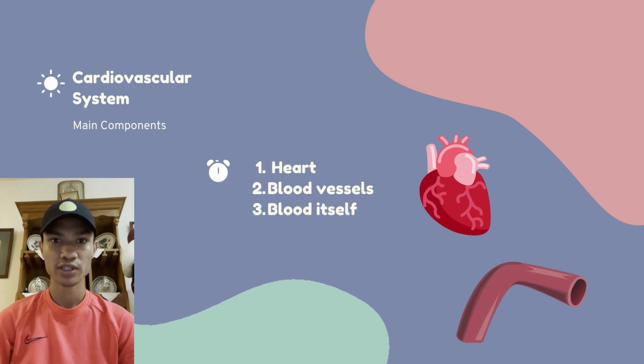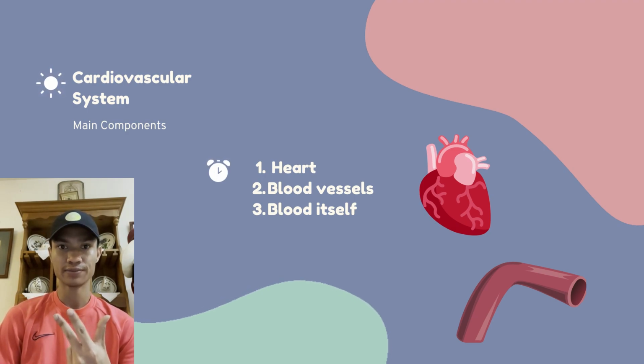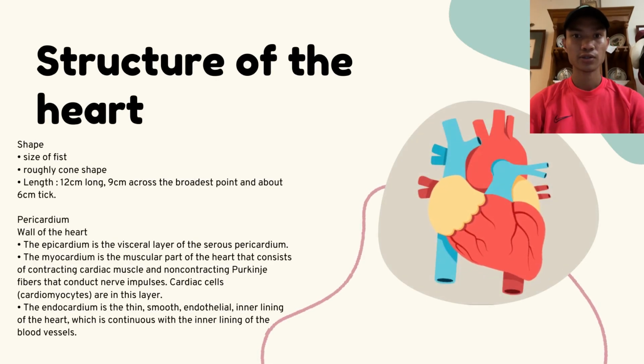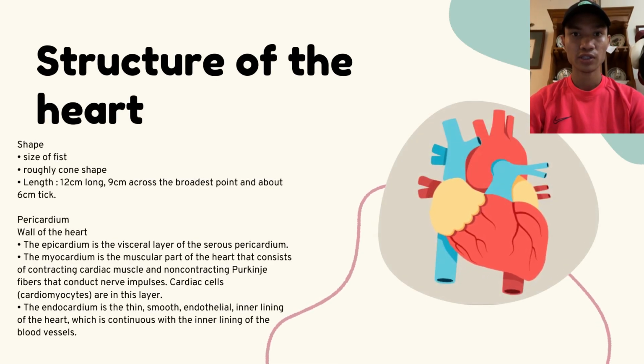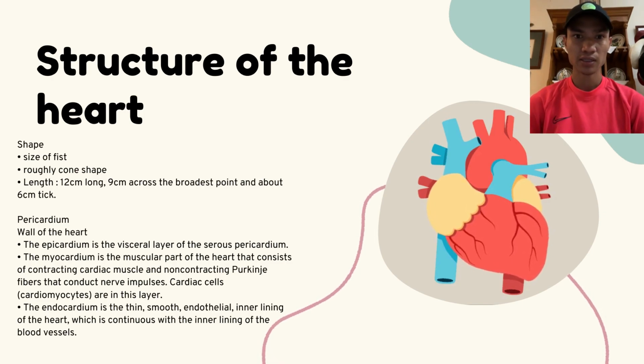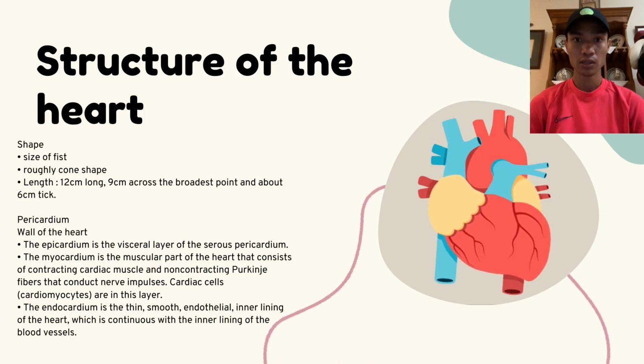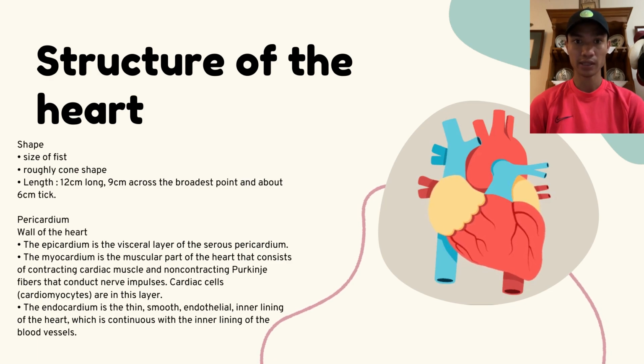Okay, so moving on to the structure and anatomy of the cardiovascular system, let's start with the three main components: the first one, the heart; second, blood vessels; and the third one, blood. So we continue to the structure of the heart. We start with the shape and size. The heart is roughly cone shaped, about 12 centimeters long, 9 centimeters across the broadest point, and about 6 centimeters thick.